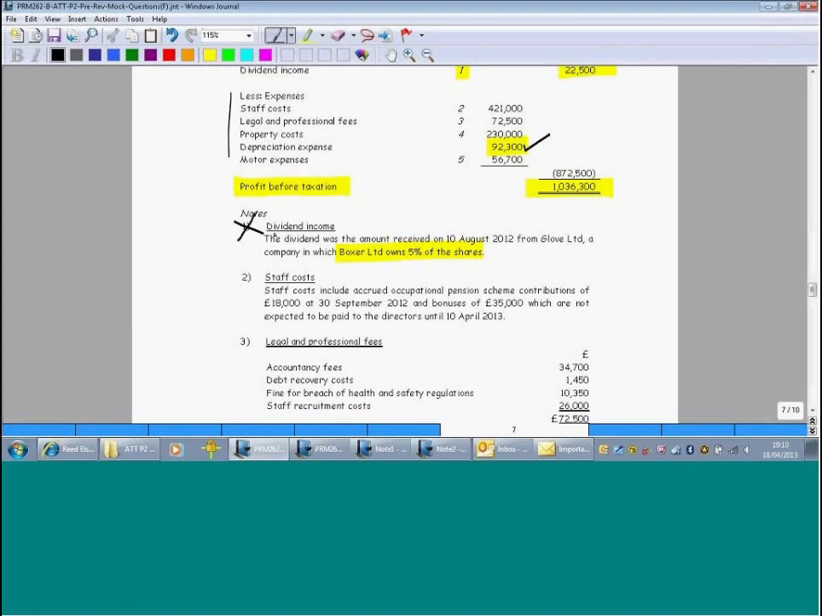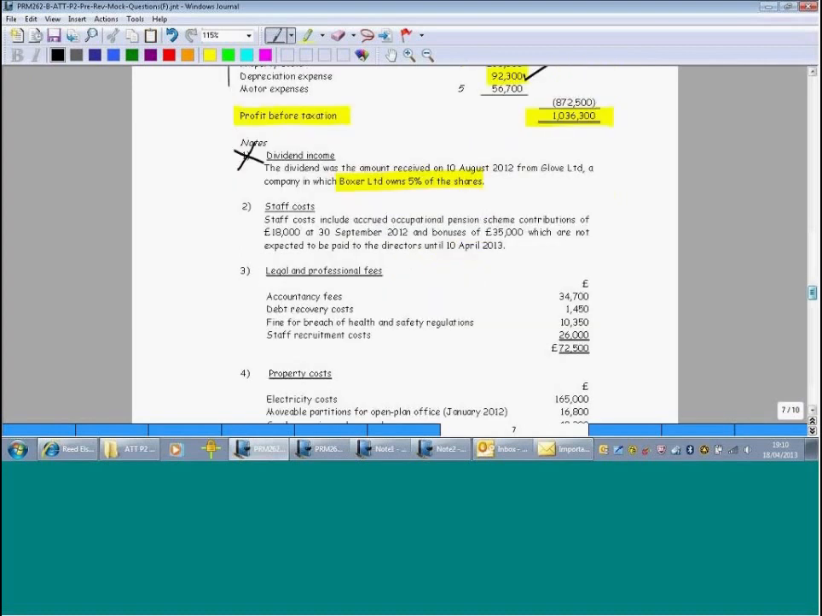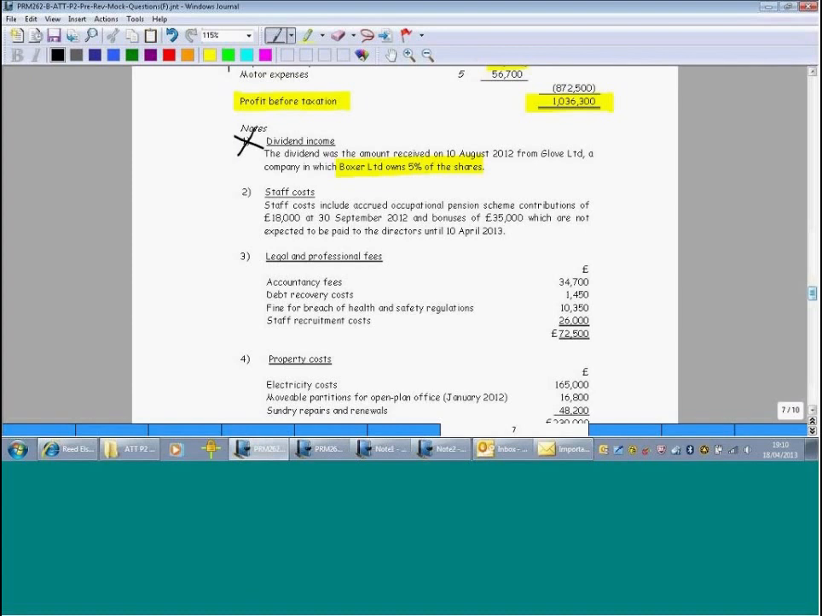I've dealt with the dividend income note. Next, the staff costs note. Staff costs include accrued occupational pension scheme contributions of £18,000. Well, you're not allowed to get tax relief for any accrued pension contributions, so I'm going to have to add those back. And we're also told they include bonuses of £35,000, which are expected to be paid to the directors in April 2013.